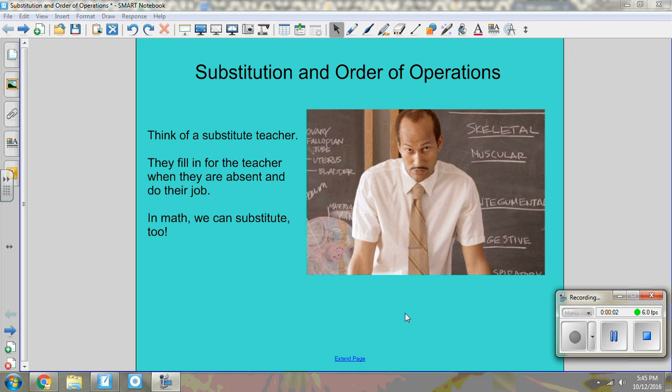Today we're going to have a lesson on how to use substitution and pairing that with order of operations. So to begin, think about a substitute teacher. That substitute teacher fills in for the teacher when they're absent, and they do everything that the teacher does. So in math, we're going to use substitution the exact same way, but with numbers.